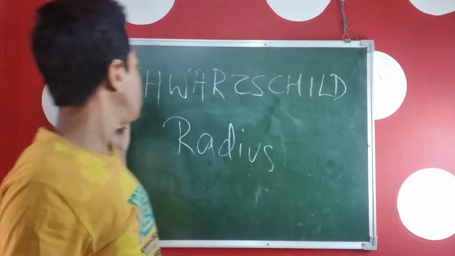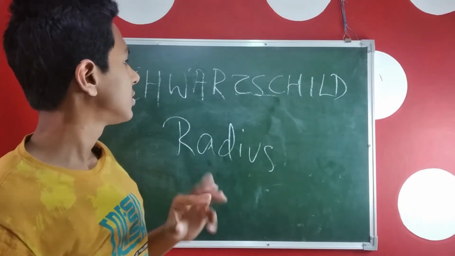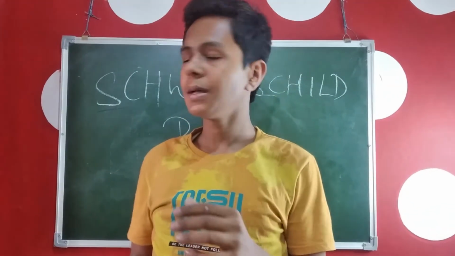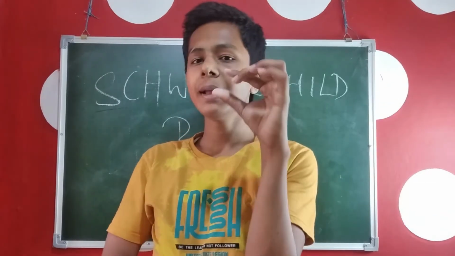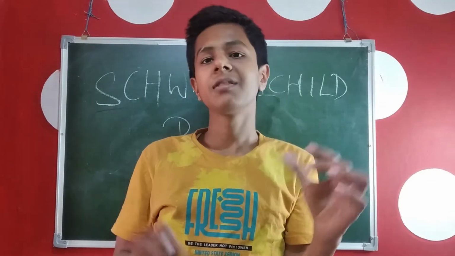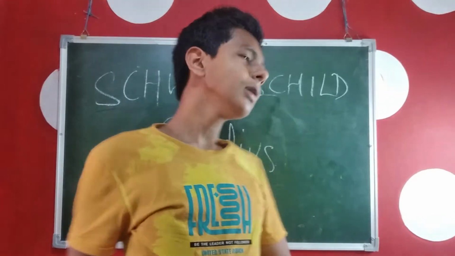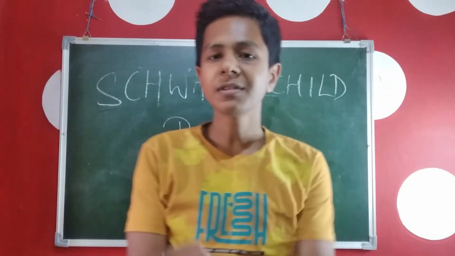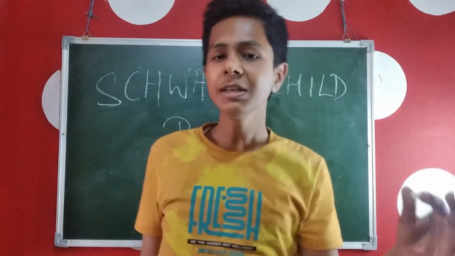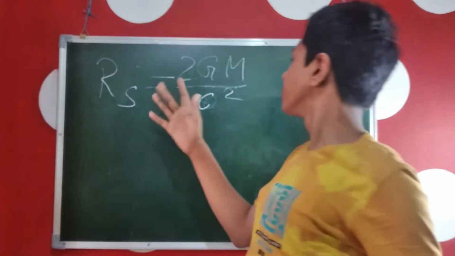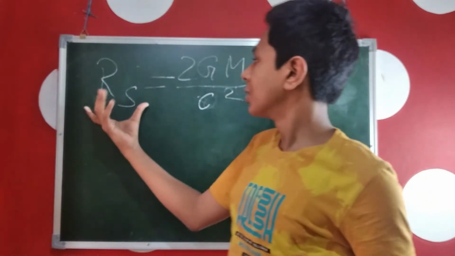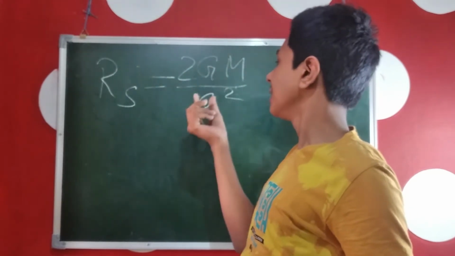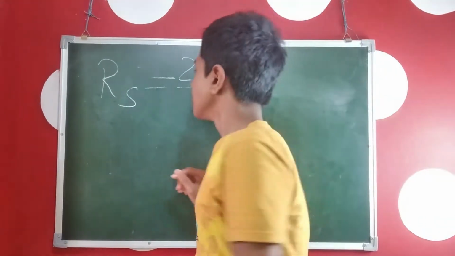So the formula is called the Schwarzschild Radius, I can't pronounce that. It gives us the accurate size of any object when it's converted into a black hole. We'll enter its mass in it, and we get the answer. So first of all, let us know what the equation is. The formula is: Rs is equal to 2GM by c square. Schwarzschild radius is equal to 2 into the gravitational constant into mass by the square of light speed.